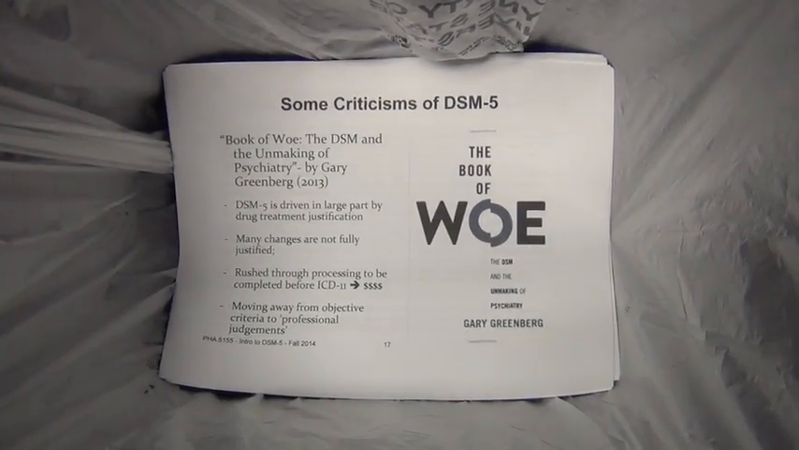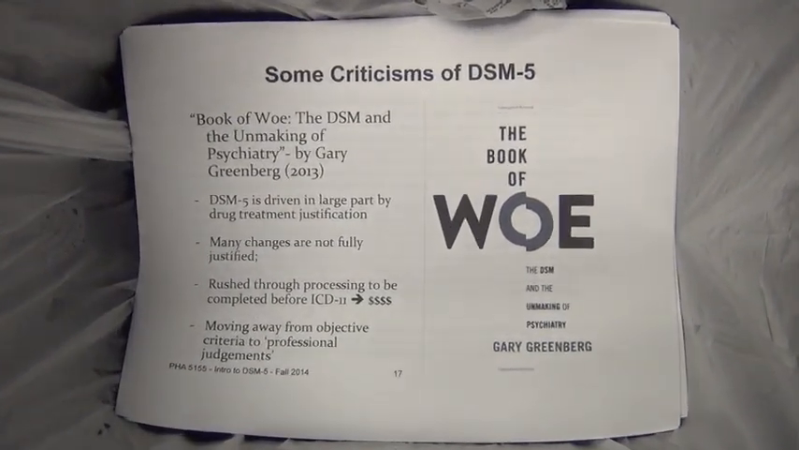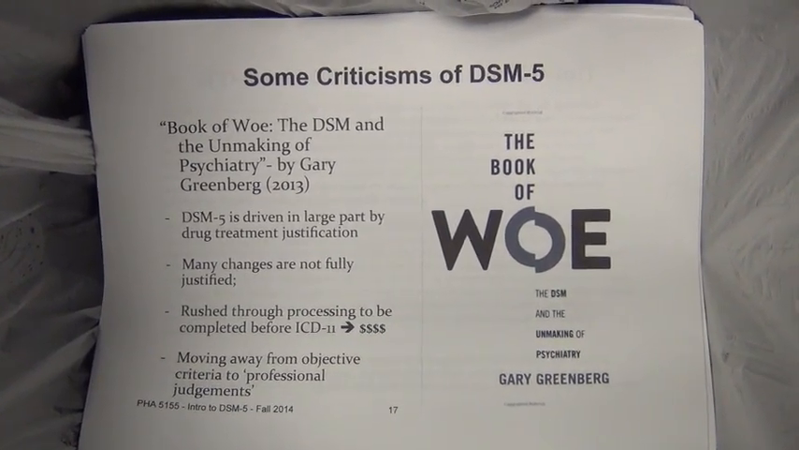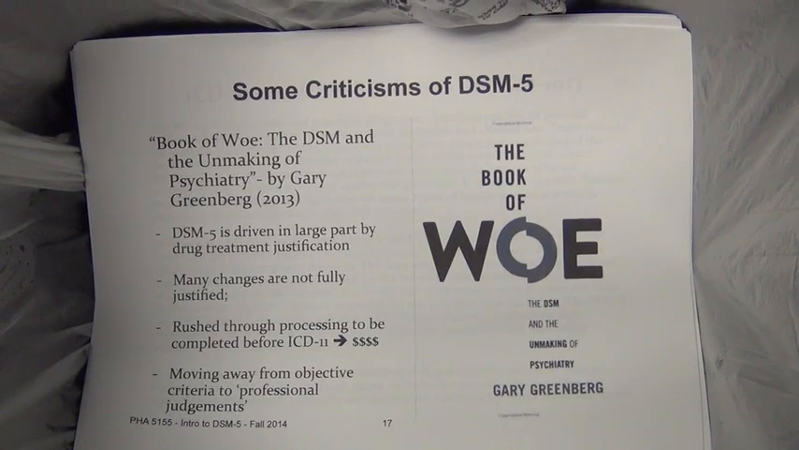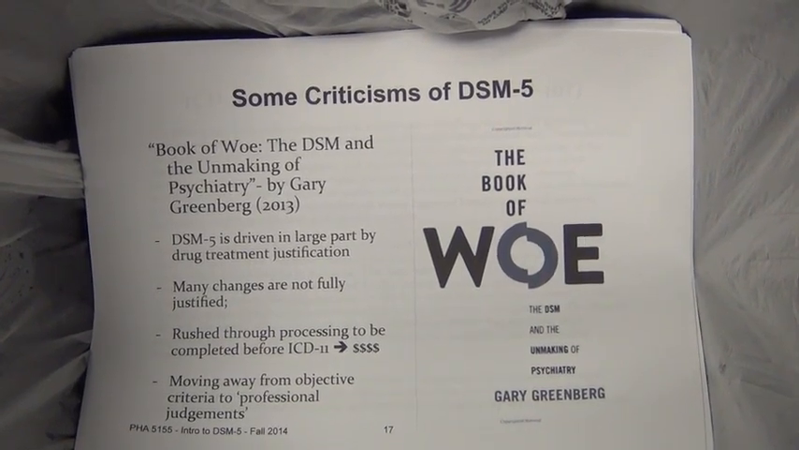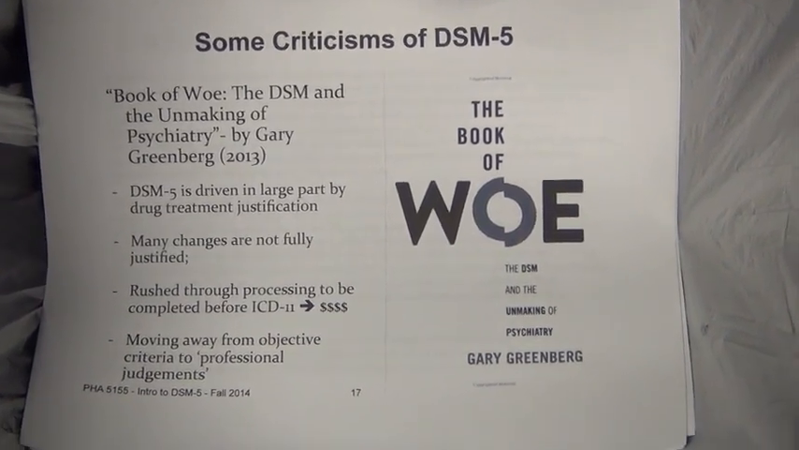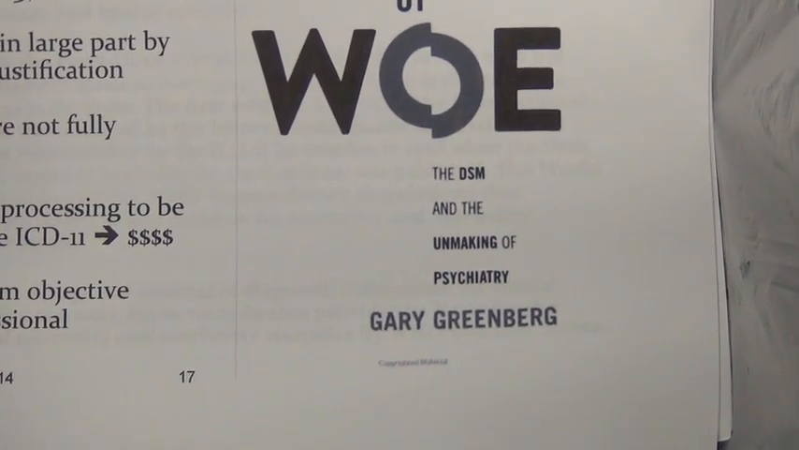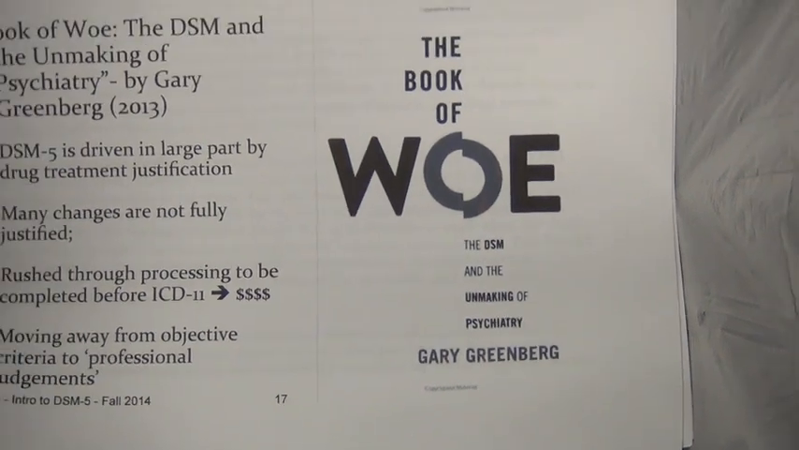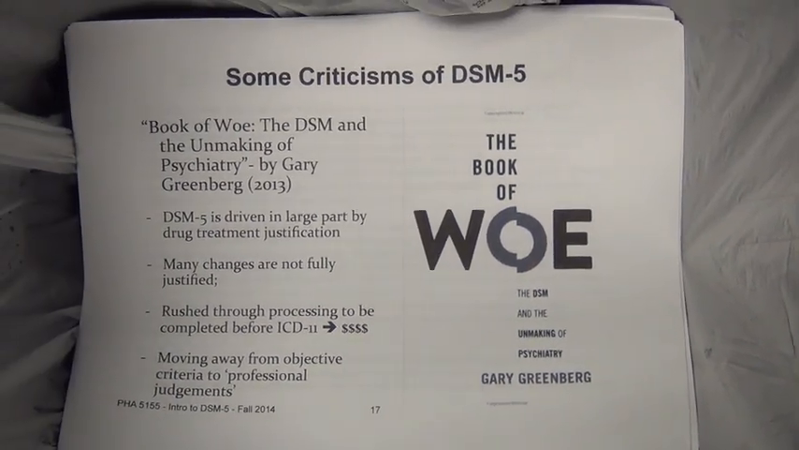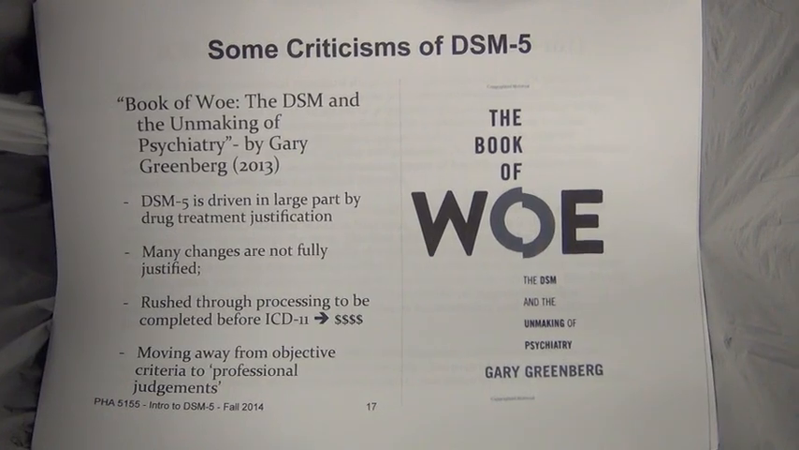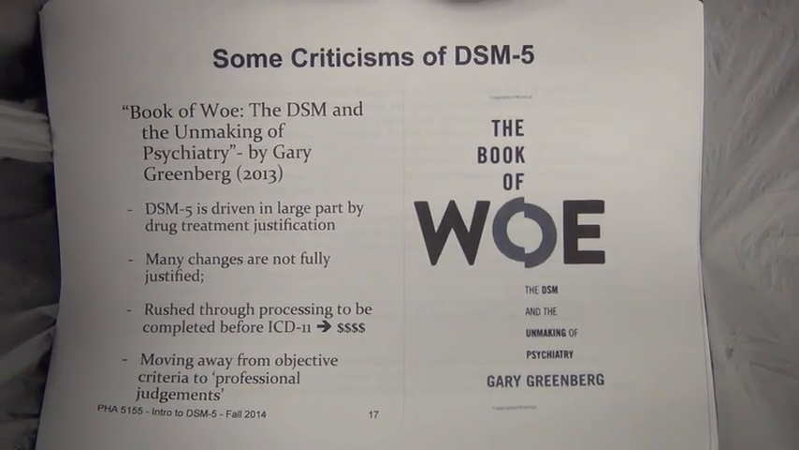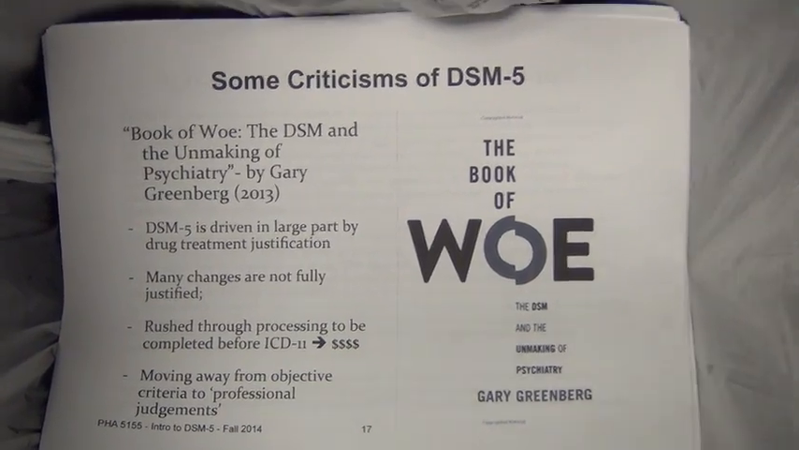If you want to read more about some of the criticisms of the DSM-5 and a little bit of history in terms of how it came to be, I'd recommend this book called The Book of Woe. It's a bit of a historical as well as a novel kind of a thing. Gary Greenberg is a psychologist who uses the DSM-4 to deal with patients that he interviews. He was rather negative about it, but it's a very readable, very interesting story in terms of how it came to be. And I would recommend that for anybody who's really interested in it.